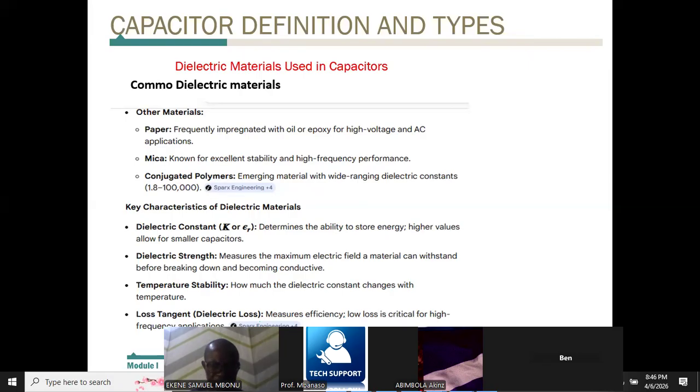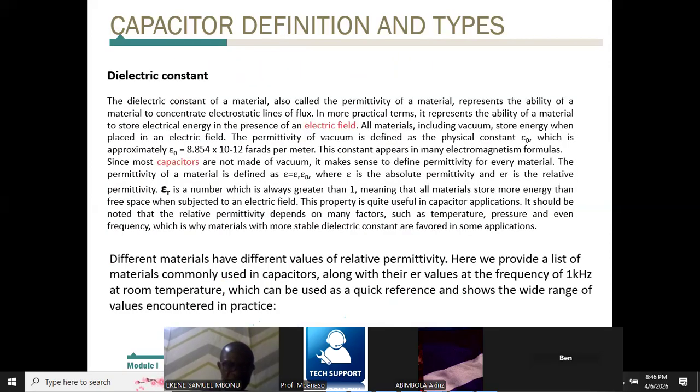Temperature stability tells us how much the dielectric constant changes with temperature. Okay, then you also have dielectric loss, which measures efficiency. Loss is critical for high frequency applications. Then we come to dielectric constant.